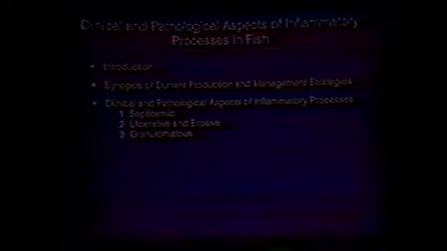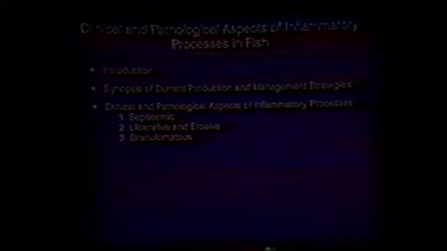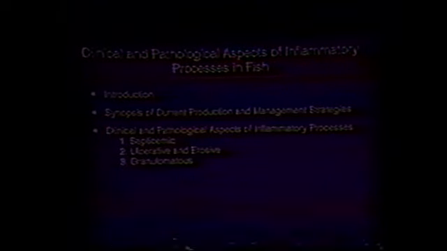From a pathological perspective, I'm going to focus on septicemic disease processes, as well as ulcerative and erosive and granulomatous. One thing that I'd really like to emphasize is that these disease manifestations are not mutually exclusive. This is just a very artificial type of classification. It's not unusual for a fulminant disease course, such as a septicemic episode, to progress on to a granulomatous disease entity.